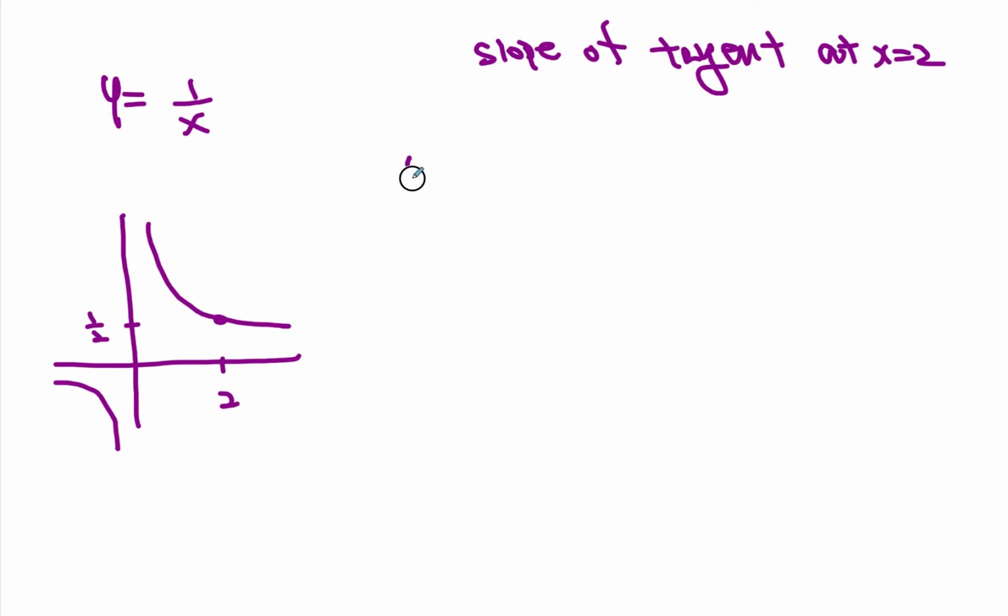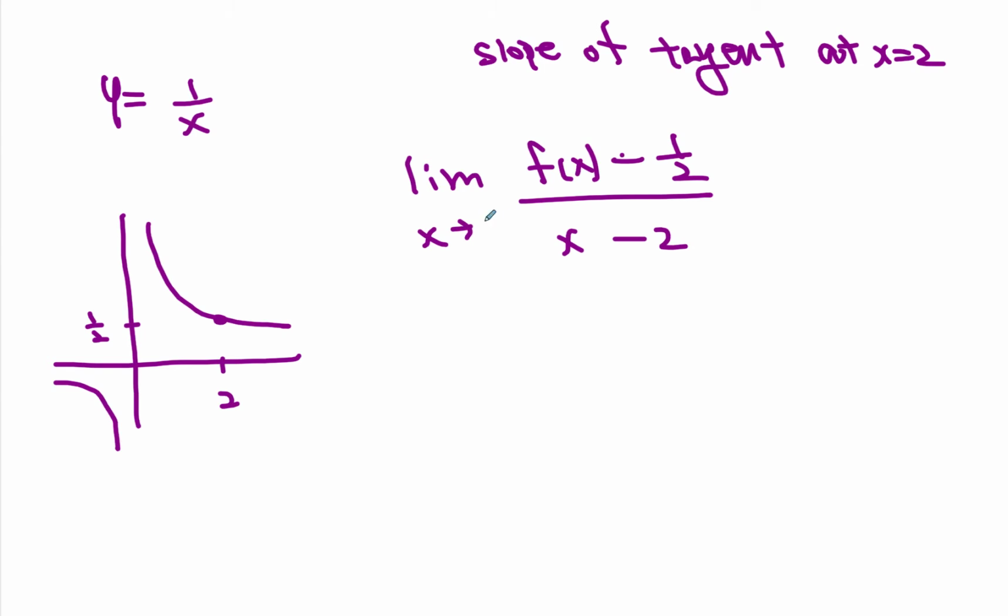So then we're going to use the same thing. Limit of f of x minus, this is y2. y1 is when x equals 2, we get 1/2 over x minus 2 as x approaches 2. Then in this case, what I'm going to do is I can rewrite this one as limit 1 over x minus 1/2 over x minus 2 as x approaches 2.